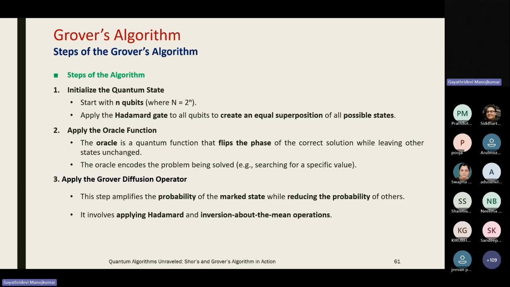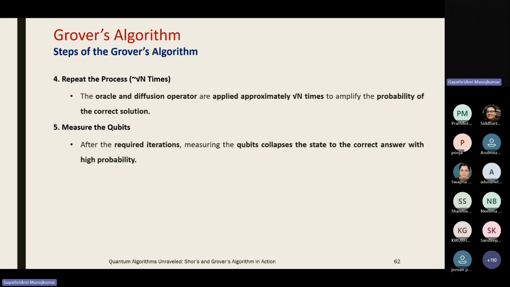In order to get the correct solution, we have an oracle function, which encodes the problem being solved. And we apply Grover's diffusion operator with the oracle function. This amplifies the probability of the marked state and reduces the probability of the others. Again, we apply the Hadamard to make the inversion about the mean. We repeat the process, that is, the oracle and the diffusion operator are applied approximately square root of N times, so that the probability of getting the correct solution is high rather than computing the wrong answer.